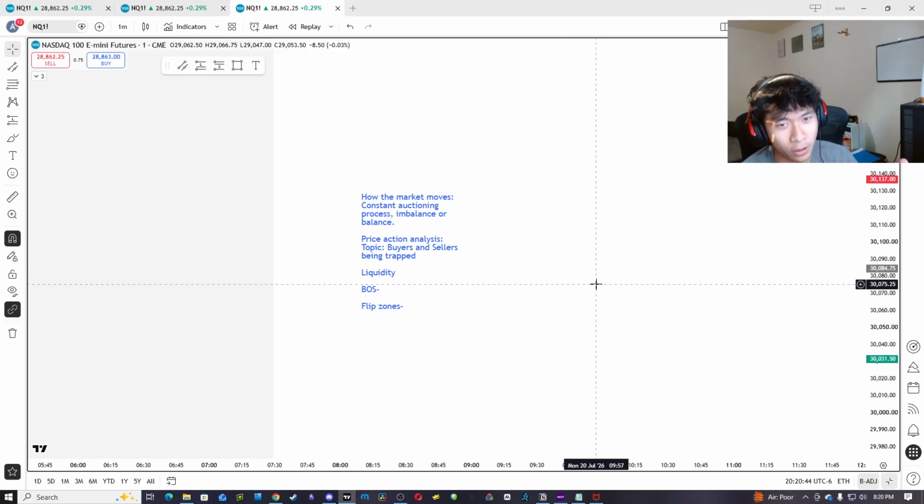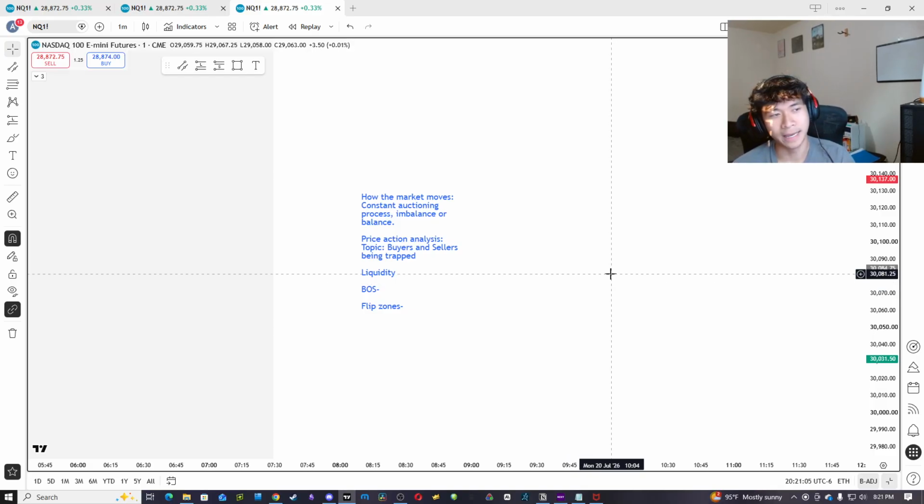So how the market truly moves is that it is a constant auctioning process where price can either be in imbalance or balance. Whenever you see that the market's bouncing back and forth and consolidating, that signals that price is in balance, because that's where the most trading activity and volume is being conducted, right? But the market doesn't stay in balance forever, because there are certain news events or catalysts, or something happens in the world that gets shown on the chart that leads it to become imbalanced. And when price becomes imbalanced, that's when you get those big trending days, either to the upside or to the downside.